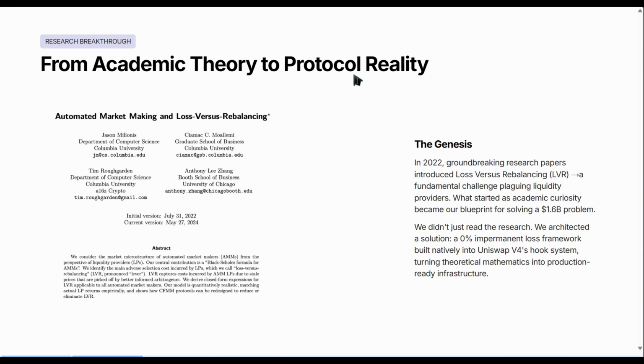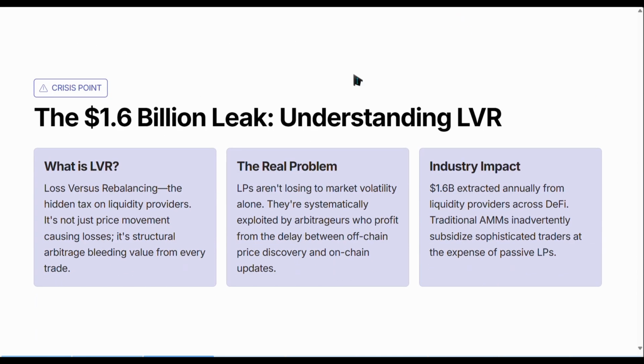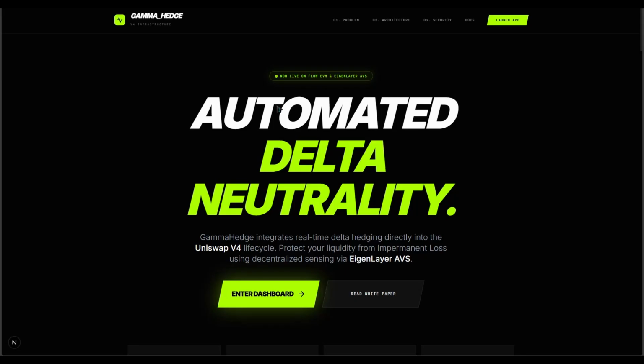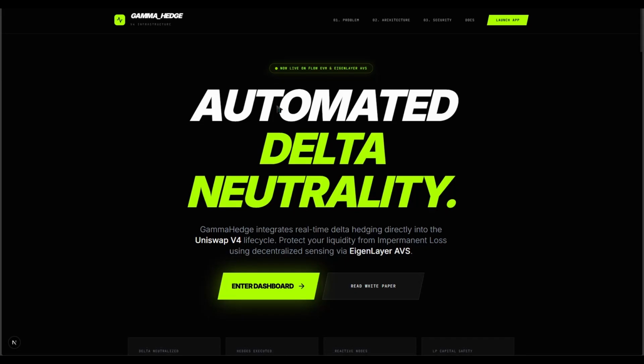I discovered that if you execute a hedge on a Uniswap V4 pool in the exact opposite direction of the liquidity movement, you don't just reduce the risk, you basically absorb it. After hedging it on a perp desk, if the pool goes long, we go short and vice versa. So let's get into the demonstration of our protocol.